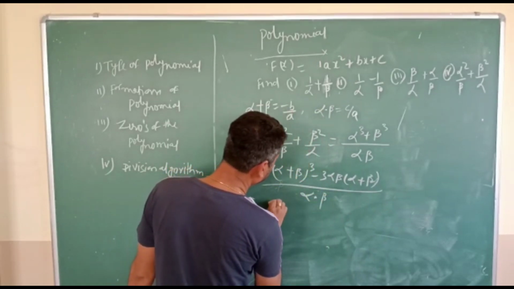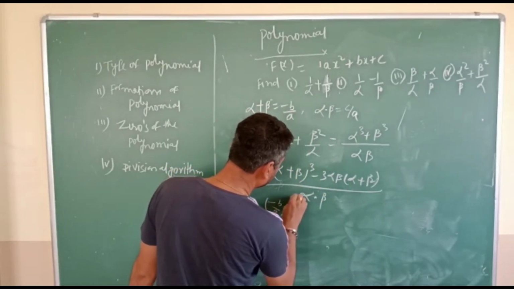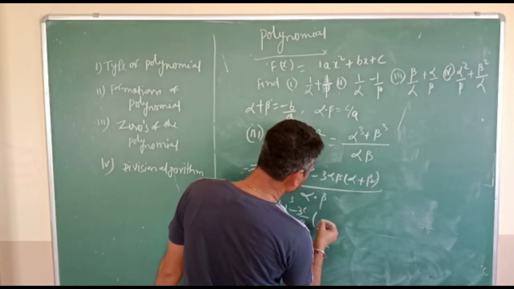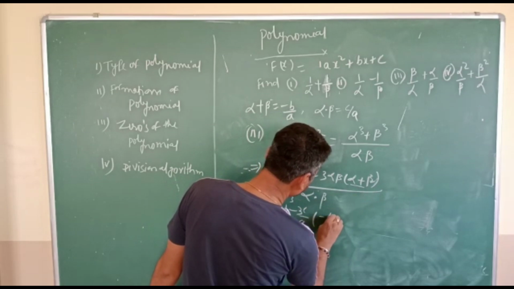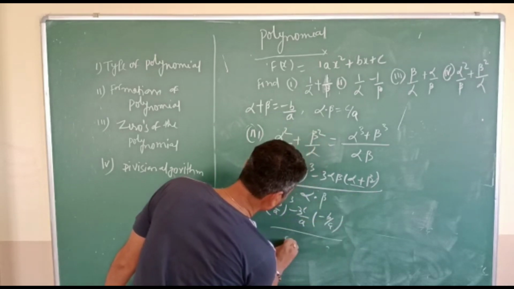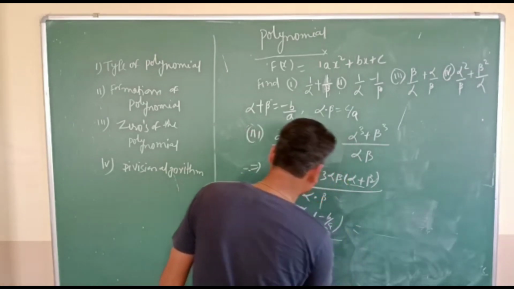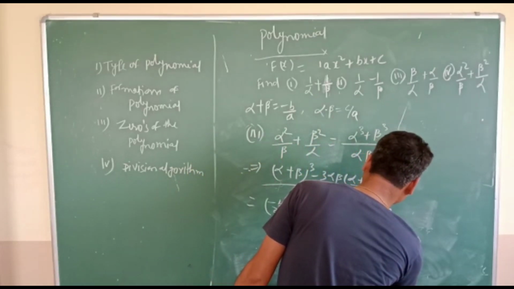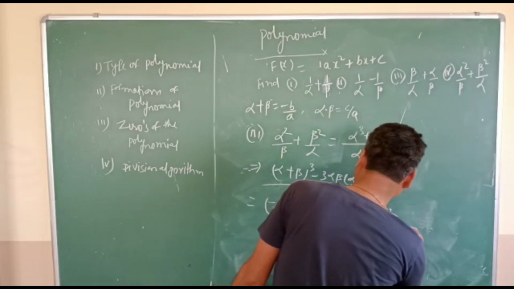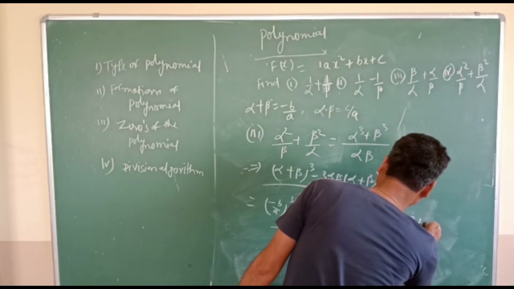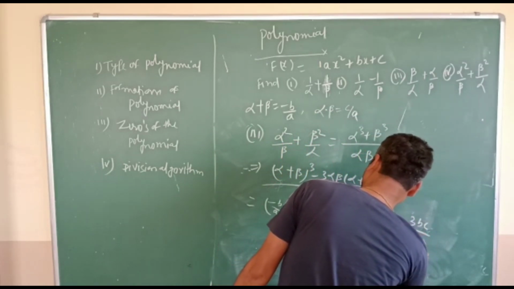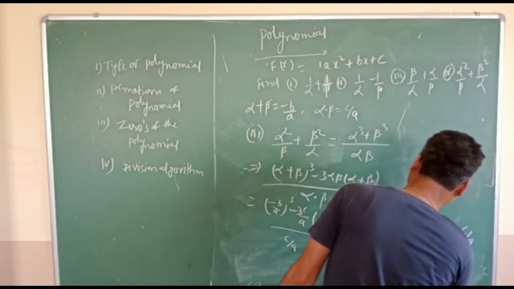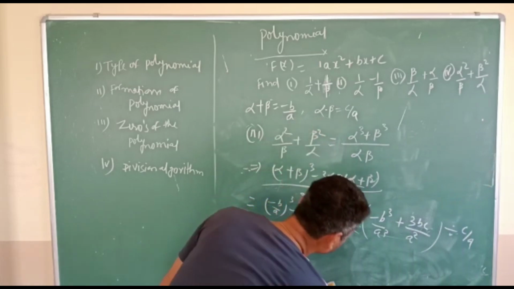Just put the values. Alpha plus beta is how much? Minus b by a whole cube, minus 3 times c by a into alpha plus beta, which is minus b by a, and down we have c by a. So this will be minus b cube by a cube, minus minus plus, so this will be 3bc by a square, and down we have divided by c by a.